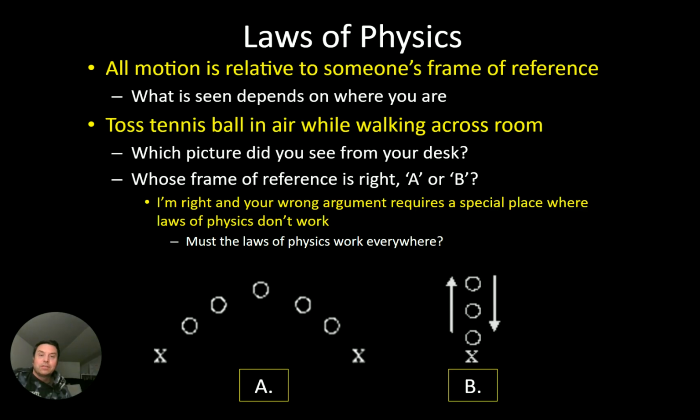So must the laws of physics work everywhere? Our assumption is yes. It doesn't make sense that there'd be some invisible line where you enter this new frame of reference and then all of a sudden the laws of physics break down. Now, are there extremes? Are there black holes? Yes. Do weird things happen around black holes? Yes. It's still not breaking the laws of physics. It's just that inside the black hole, we don't know all the physics.